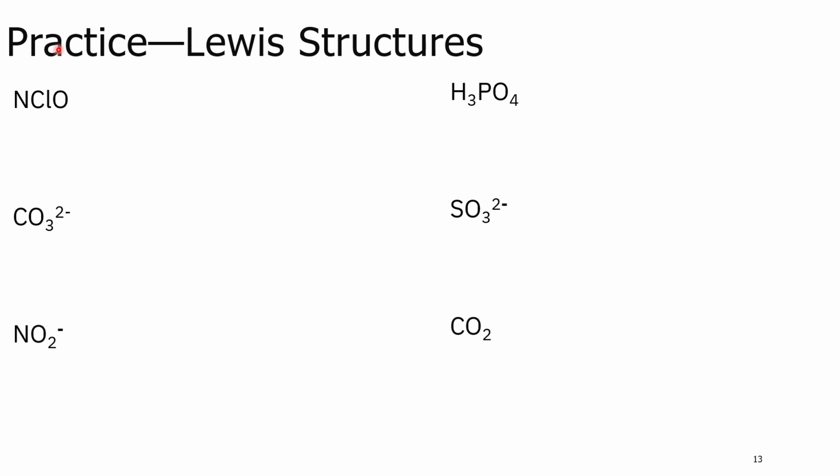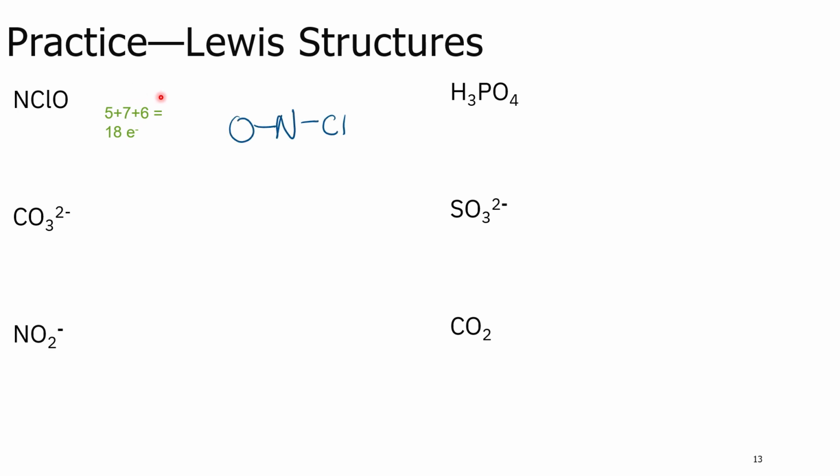Now it's your turn to practice drawing Lewis dot structures for the following species: NClO, CO3 2-, NO2-, H3PO4, SO3 2-, and CO2. Let's begin with NClO. The total number of valence electrons is 18. Nitrogen contributes 5, chlorine contributes 7, and oxygen contributes 6.